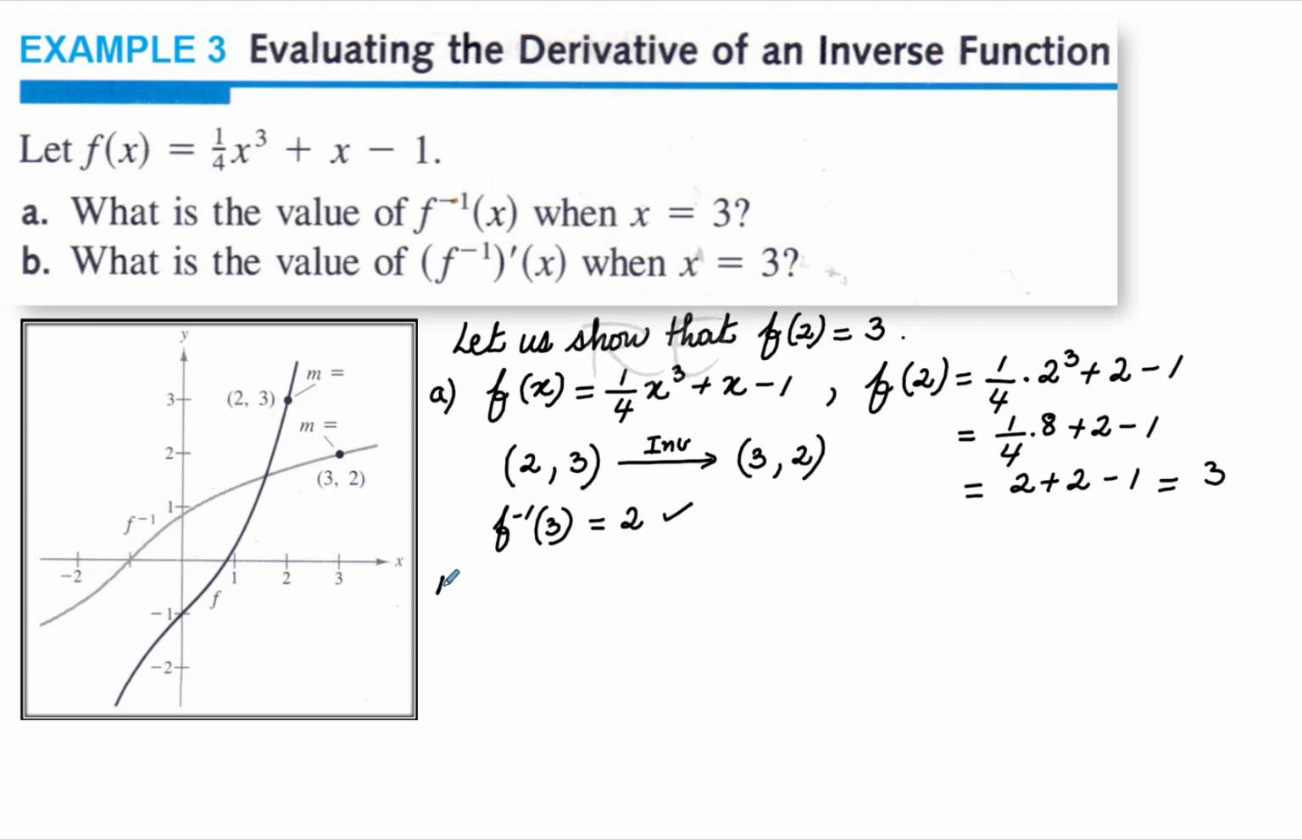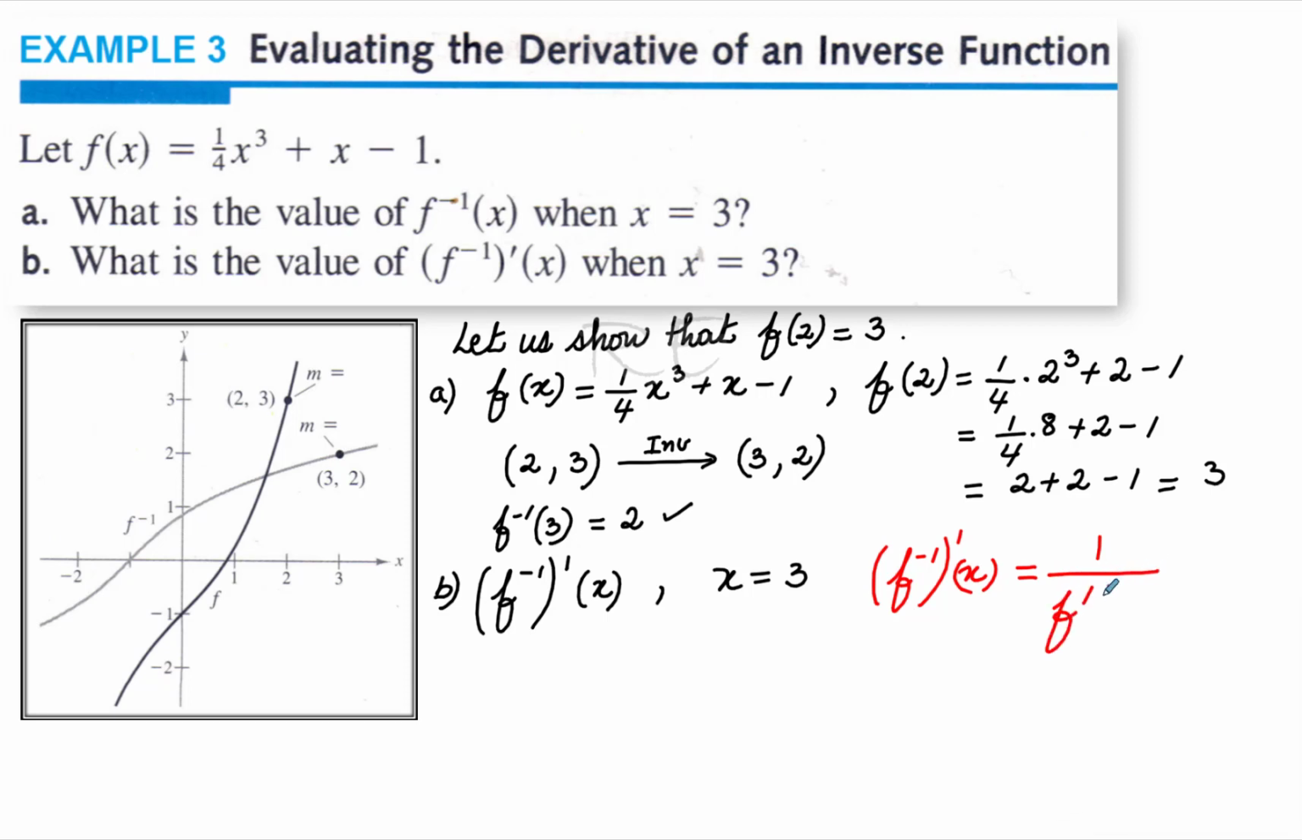Now for B, they're asking you for the derivative of the inverse of f of x when x is equal to 3. The formula says that the derivative of the inverse of f of x is equal to 1 over the derivative of f of the inverse of f of x. I will explain the formula in another video.